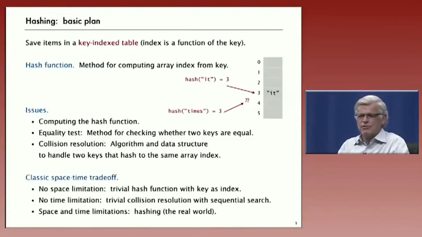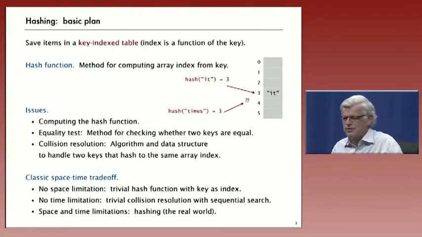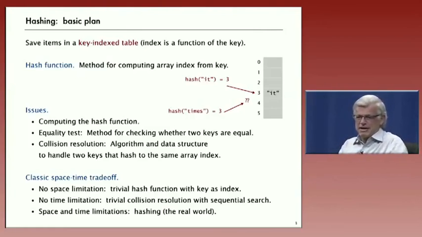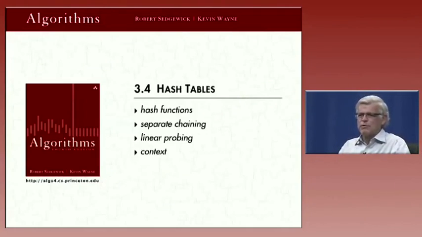Hashing really, at its core, is a classic space-time trade-off. If we had no limitation on space at all, then we could have a very huge array with space for every possible key and just use the key itself as an index. If our keys are 32-bit integer keys and we've got a table of size 2 to the 32nd, then we're just fine. If there were no time limitation at all, then I would just hash everything to the same place and then do sequential search. But sequential search can be slow if we have lots of keys. So hashing is kind of in the real world, where we don't have unlimited space and we also don't have unlimited time, so we're trying to find something in between. So we'll look at hash functions, and then two collision resolution methods called separate chaining and linear probing.